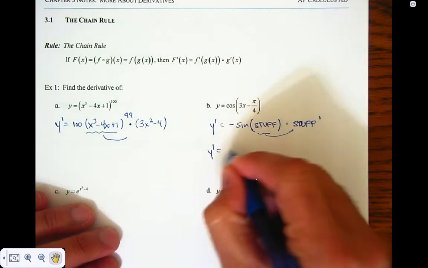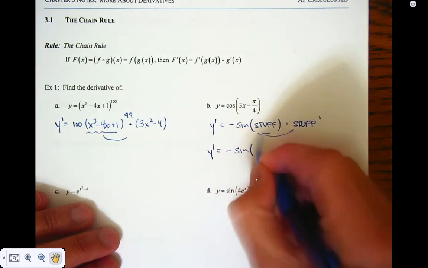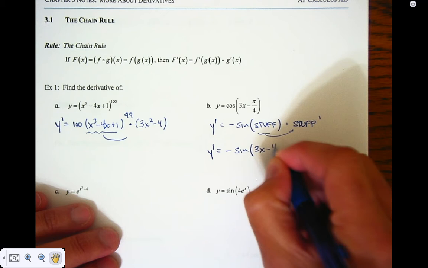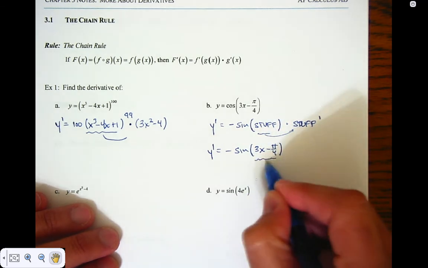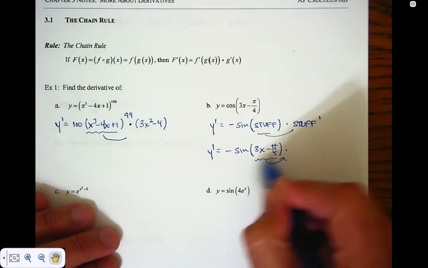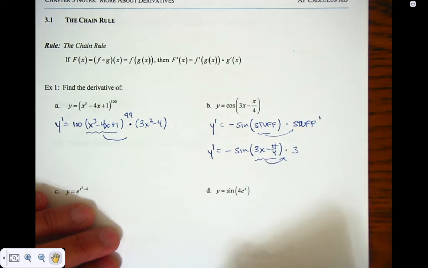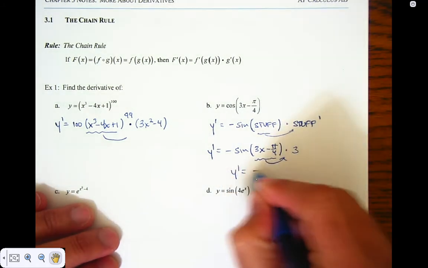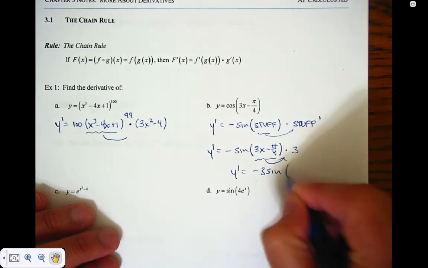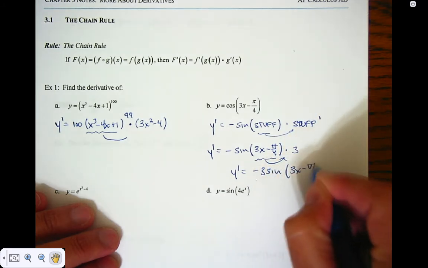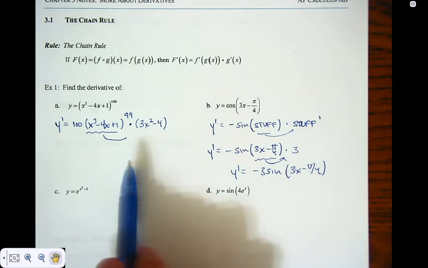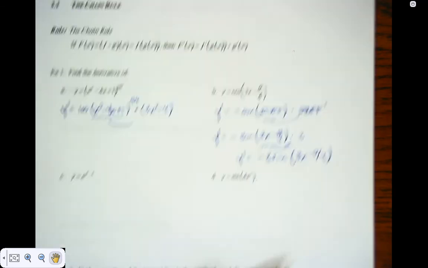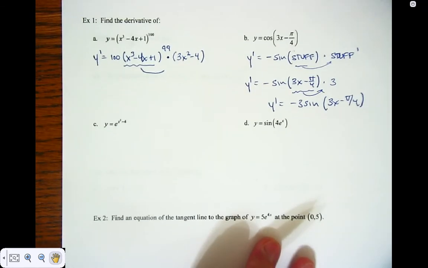So we would say y prime equals negative sine of the stuff we started with, 3x minus pi over 4. But I haven't yet taken the derivative of that stuff, so I need to multiply by that, and the derivative of all of that would just be 3, for a final answer of negative 3 sine of 3x minus pi over 4. Okay, remember, this is only the third time you've done this. Like always, it gets easier and easier the more problems you do.